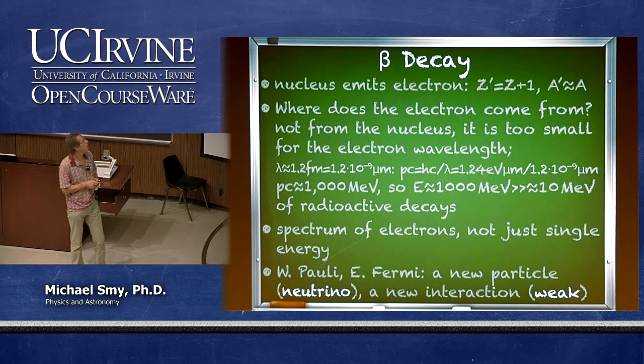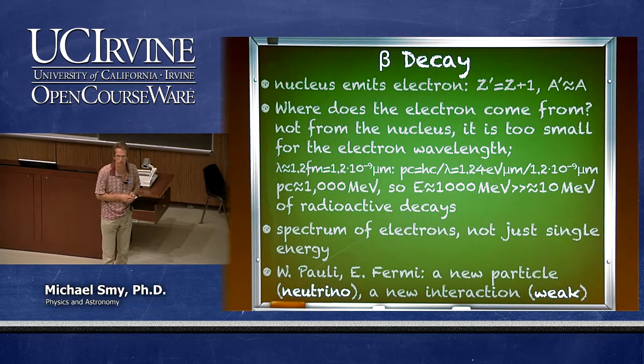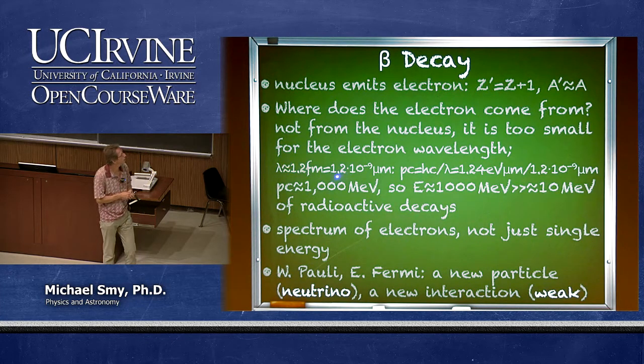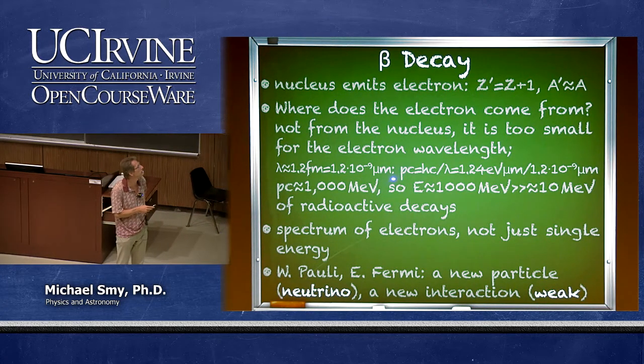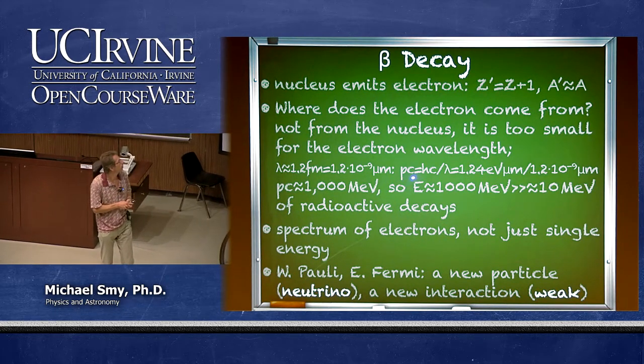And this electron can't come from the nucleus, even though you could say, well, maybe I didn't tell you all of it, and there are actually some electrons in the nucleus also. But we know that the nucleus is on the order of 1.2 femtometer in size, or 10 to the minus 15 meters. And that's 1.2 times 10 to the minus 9 micrometers. And we can calculate from the momentum relation between the wavelength and the momentum of the electron what kind of a momentum it would have to have if its wavelength is small enough that it fits inside the nucleus.